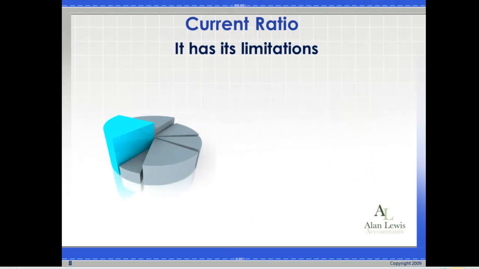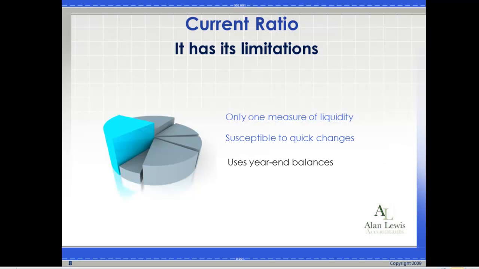So the current ratio, simple as it is, does have real-world limitations. It is only one measure of liquidity and should not be used in isolation. It is susceptible to very quick changes, highly influenced by the timing of transactions. Generally, we'll use year-end balances, which might not be current at other points throughout the year. Let's have a look at what I mean by that.